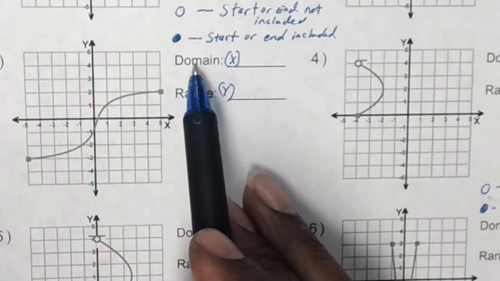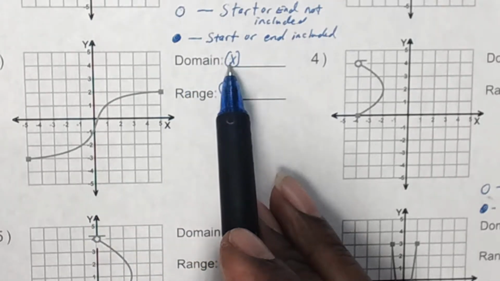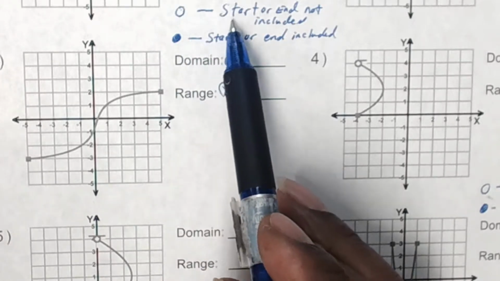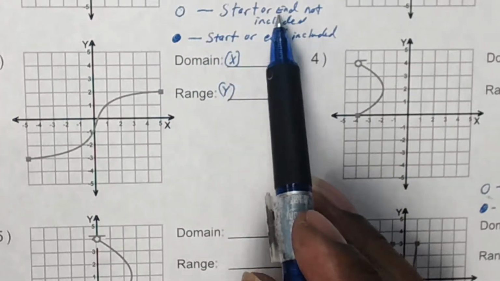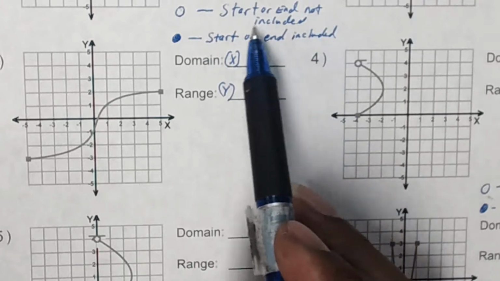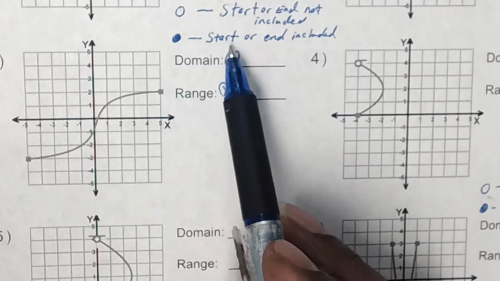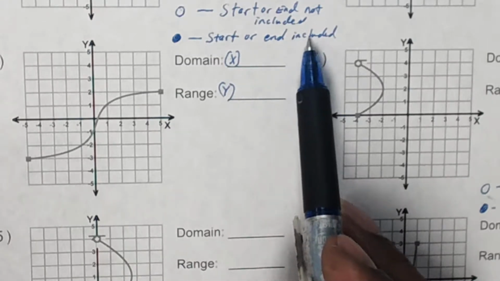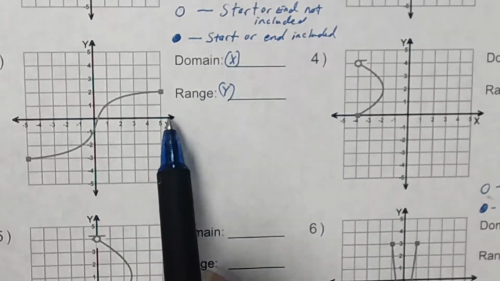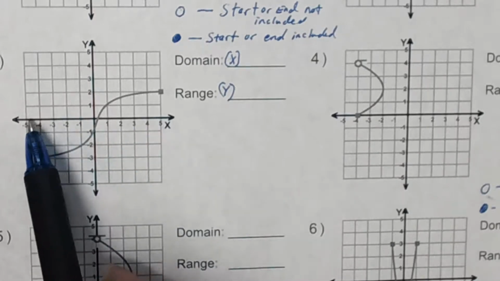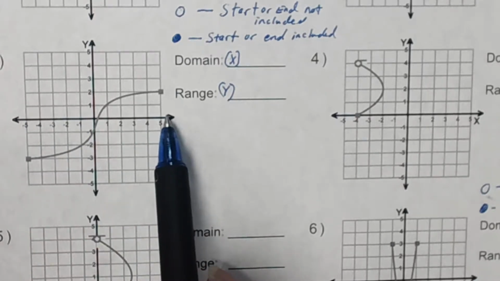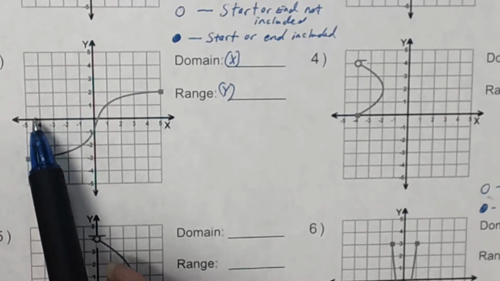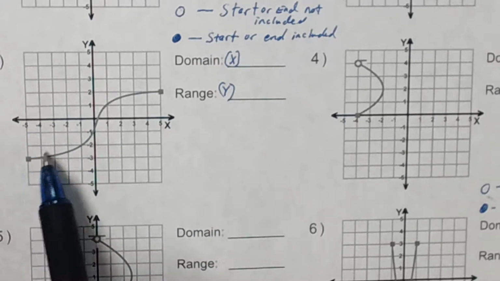If we're looking at the domain, we're looking at x values. Okay, if we have an open point, that denotes the starting or ending point and is not included. If it's a closed point, that denotes the starting or ending point and it is included. So for our domain, we'll be looking at our x-axis from left to right. Generally, you want to write the smallest value first. So we're looking at our x values.